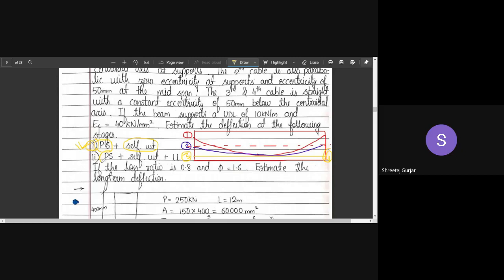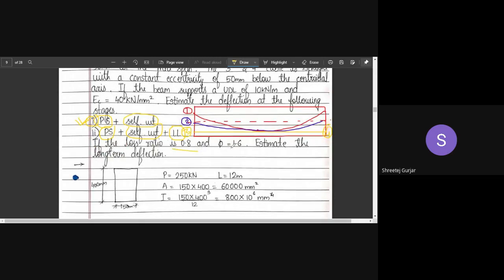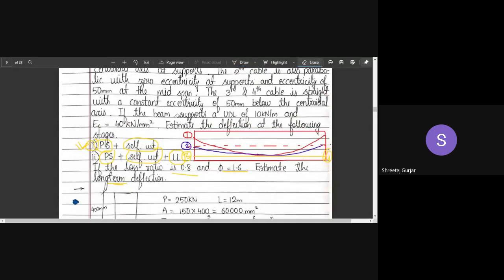Second, the pre-stressing we have already found out. Then self-weight is also found out already in the previous stage. Only add the deflection due to live load. Then a few details, loss ratio is given. Phi is given so that we can find out long-term deflection. Okay, so this is a general overview of the problem, how you can solve this one. Moving on.